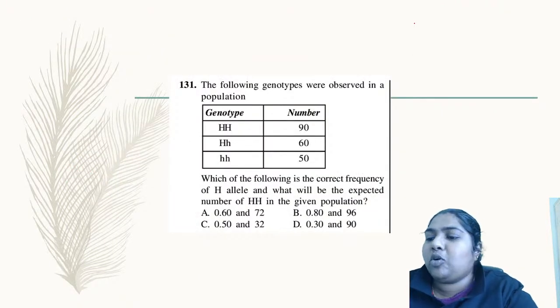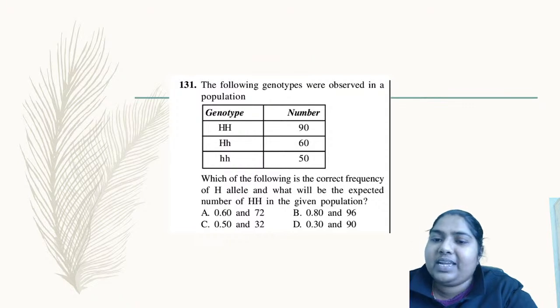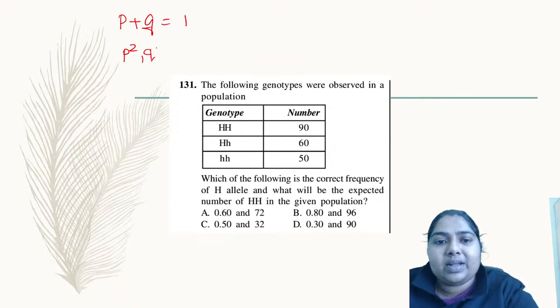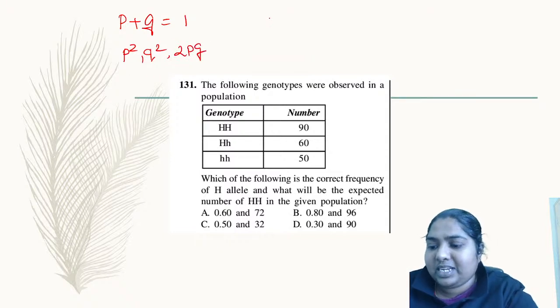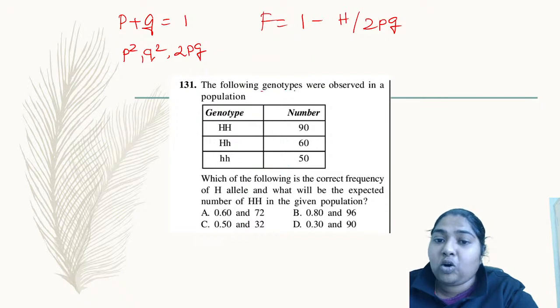So shall I just do one more numerical? Everybody is ready for one more? The problems are very few, so we just have to know the formulas. Only 3 formulas. P plus Q is equal to 1. P squared plus Q squared plus 2PQ. Then the third one is F equal to 1 minus H by 2PQ. That's all, only 3.